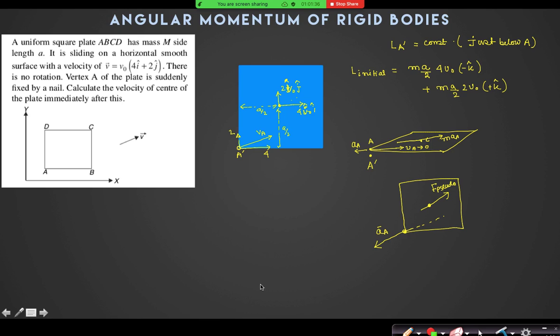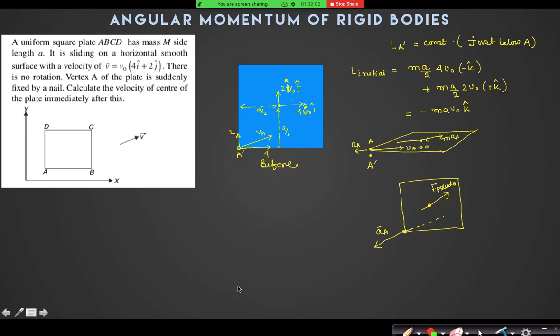What is the initial angular momentum? Just before the nail is hinged, it is 2 m a v naught minus k cap and plus m a v naught k cap. So is it minus m a v naught k cap? Yes or no? It is before collision. The situation is before collision.